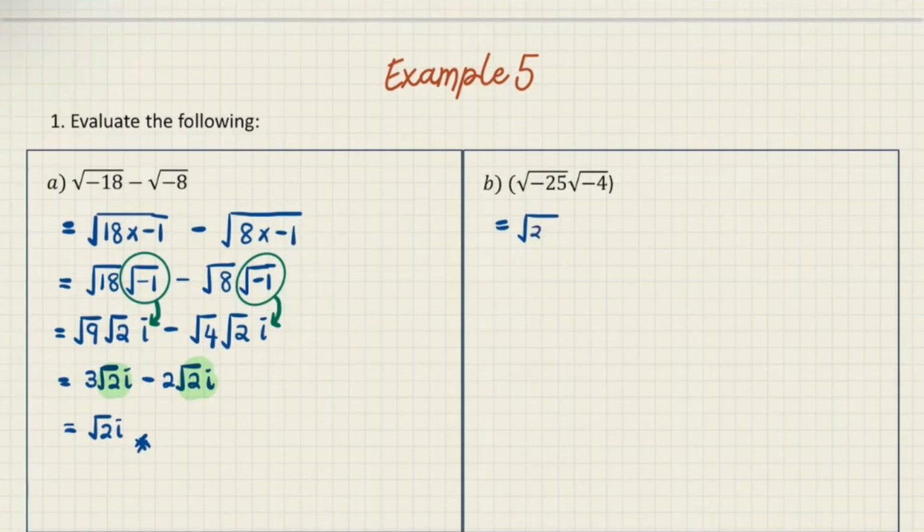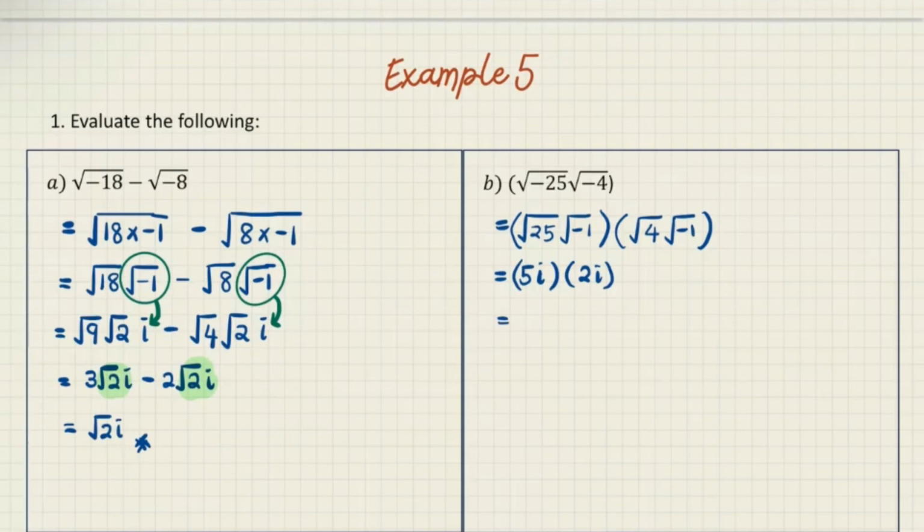Square root of 25, square root of negative 1, multiply by square root of 4, square root of negative 1. Okay, and then square root of 25 is 5, square root of negative 1. Square root of negative 1 adalah i. We multiply by square root of 4 is 2 and square root of negative 1 is i.